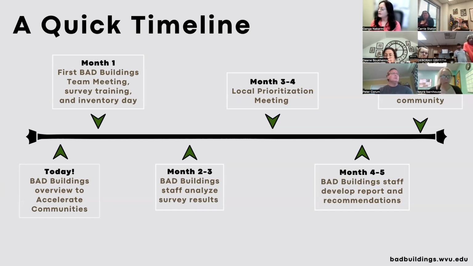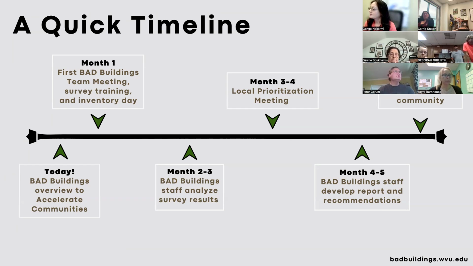Month 1 will include the first Bad Buildings team meeting. That will also be our survey, training, and inventory day. Once we have that survey data, we'll bring it back to the office, and in month 2 and 3, we'll work on creating a spreadsheet and analyzing the survey results that we've created. If we need to make any visits to the community in the meantime to do another survey day, we can do that as well.